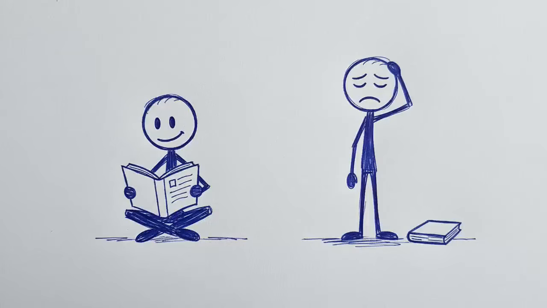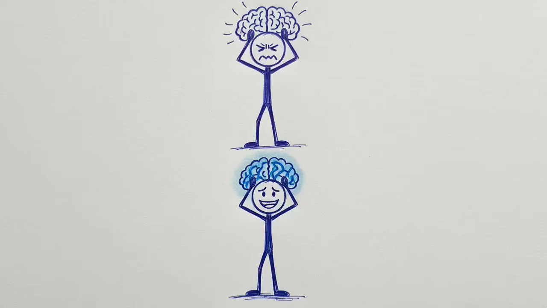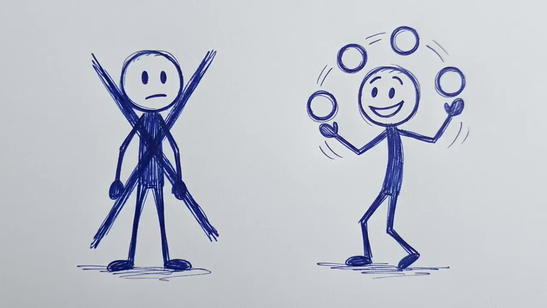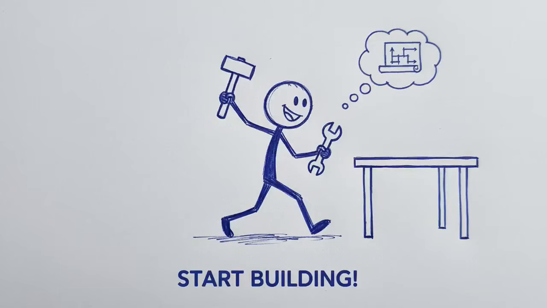Instead of just rereading your notes, close the book and try to retrieve the information from your own memory. The act of struggling to remember is what strengthens the neural pathways, making the memory more durable. Do not just watch the master work. Steal the tools and start building.